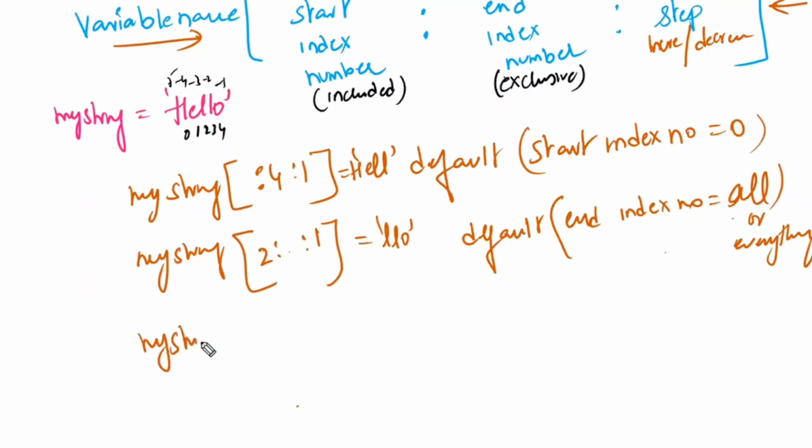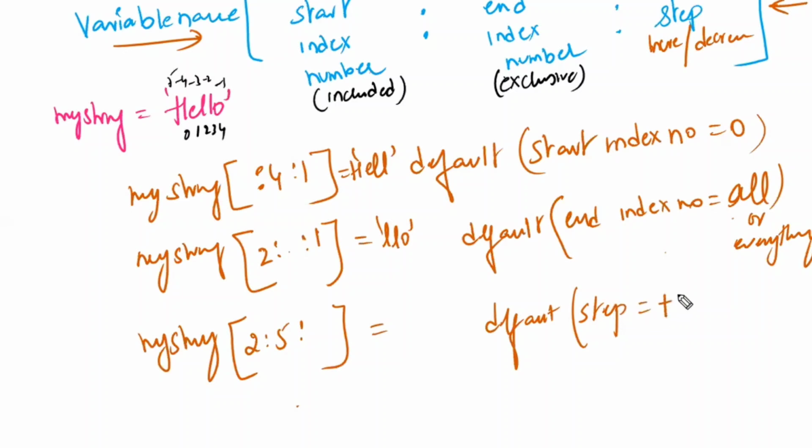My string of 2, 5. If you don't give the next one, which you have not given, by default the step value is +1. If you don't write it, it is going to take +1 automatically. So now what is going to be the answer of this one? That is 2, 3, 4, 5, and 5 should not be included. That is again LLO. That is the answer.